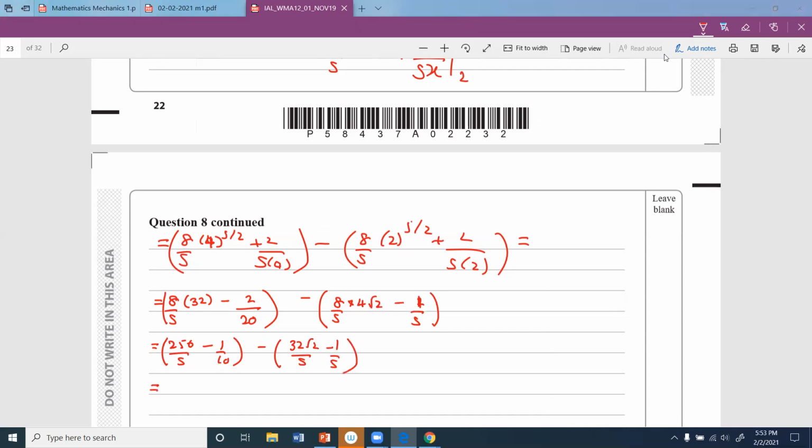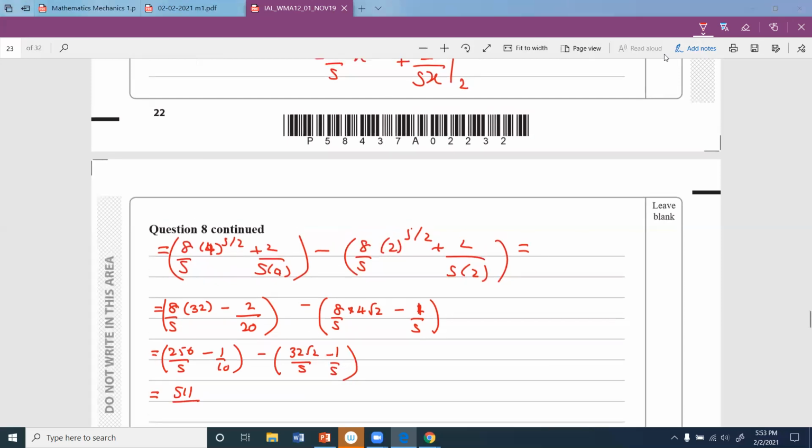So if you simplify this, 256 over 5 minus 1 over 10 gives 511 over 10. Excuse me, sir. Yes, any doubt?